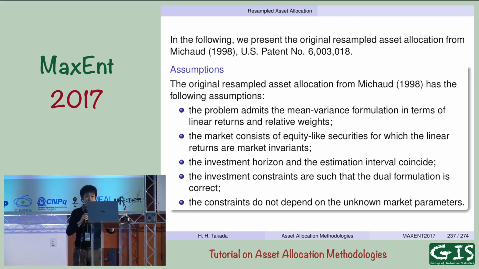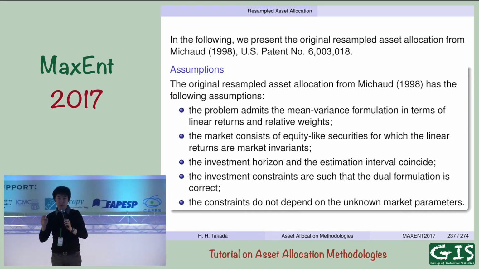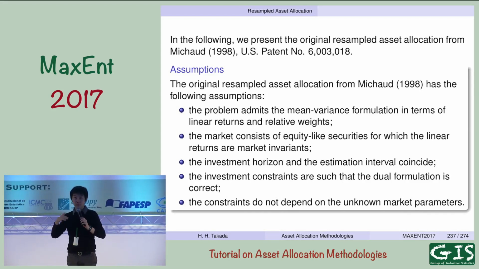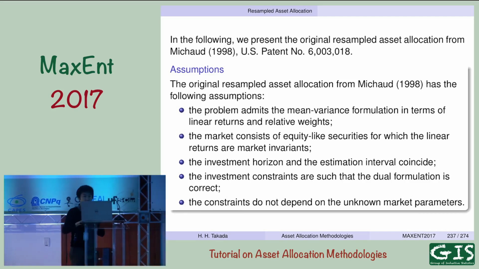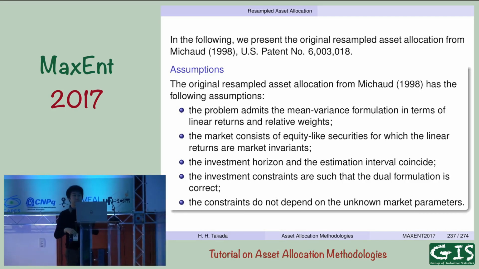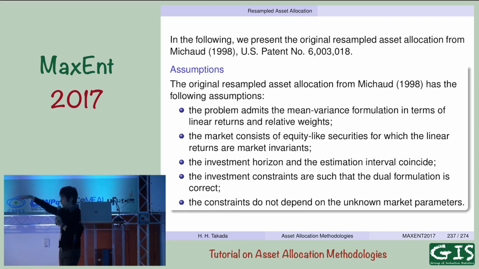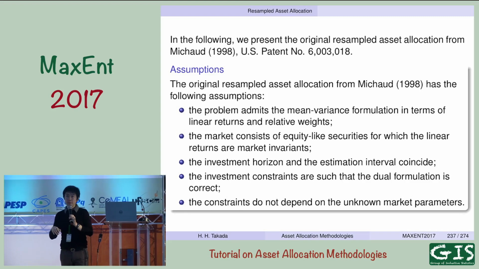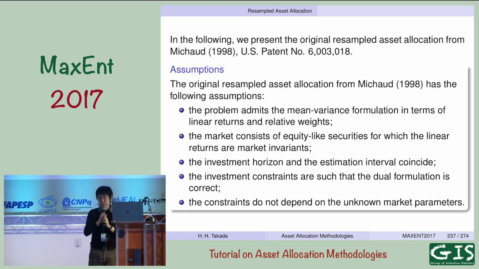Here it's just for you to know that it's a patent. So when we use it in practice, you cannot say that you are using resampled asset allocation, because the name resampled asset allocation is from Michaud, and you need to pay for that. And there are some assumptions for the methodology, but instead of reading all the assumptions there, I'm going to present the procedure, and then looking at the procedure, we are going to note the assumptions behind it.